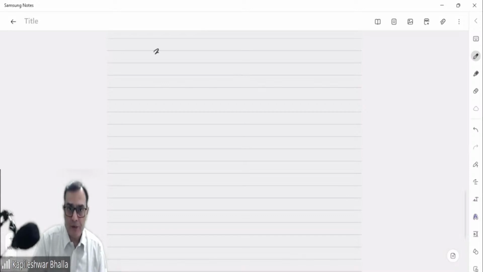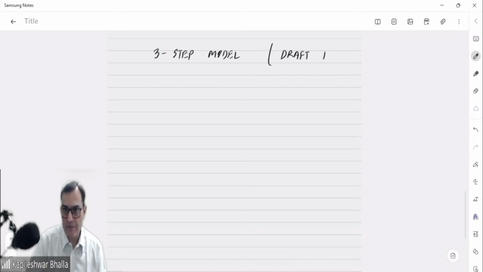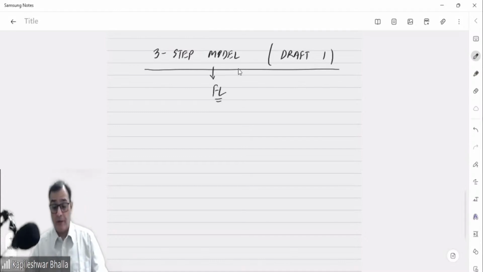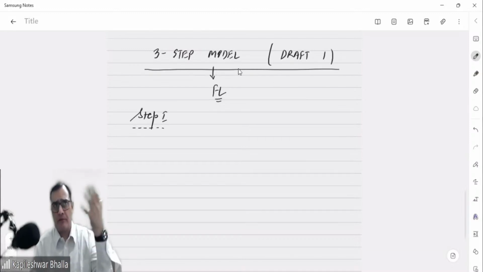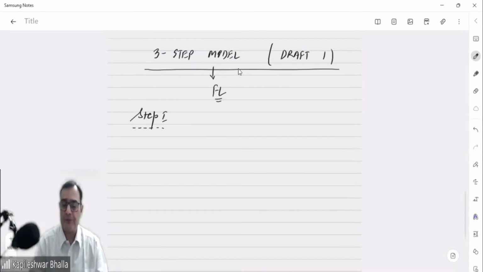So I'm going to create a 3-step model. And just on the safe side, let me call this my draft 1, so that later we're going to change this draft. So this is my 3-step model, which I am creating on the definition of financial liability. Okay, so let's begin step by step, and please do note it down. So this is going to be very easy in order to crack questions. We're going to start with the basics, and of course, we're going to go to the advanced level of things.